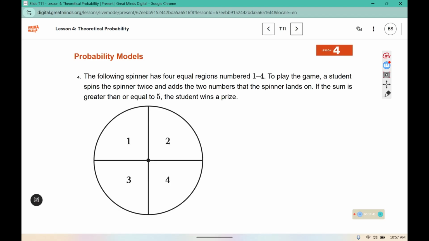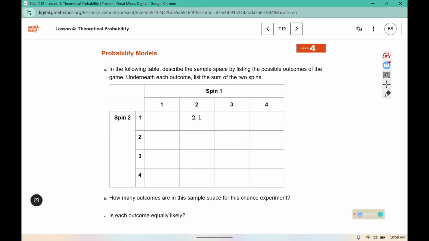The following spinner has 4 equal regions, numbered 1 through 4. To play the game, a student spins the spinner twice and adds the 2 numbers that the spinner lands on. If the sum is greater than or equal to 5, the student wins a prize. In the following table, describe the sample space by listing the possible outcomes of the game. Underneath each outcome, list the sum of the 2 spins.